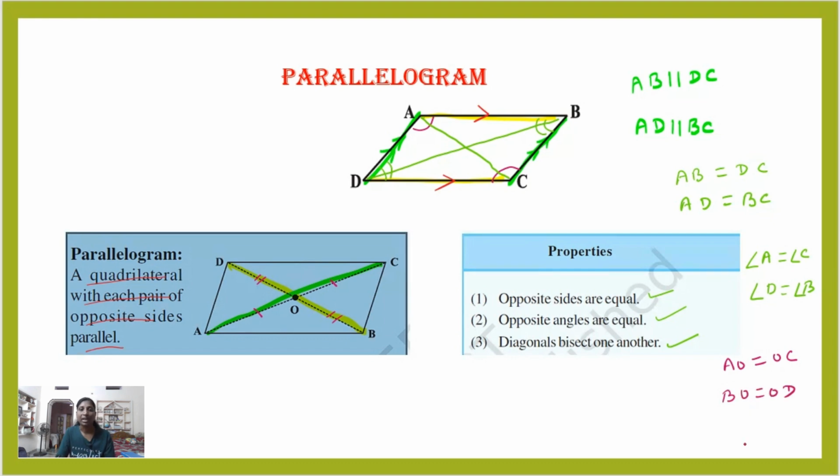So what is a parallelogram? It is a quadrilateral with each pair of opposite sides parallel. And what are the properties? Opposite sides are equal, opposite angles are equal, and diagonals bisect each other. I hope you have understood it very well. Now let's move to the next slide.